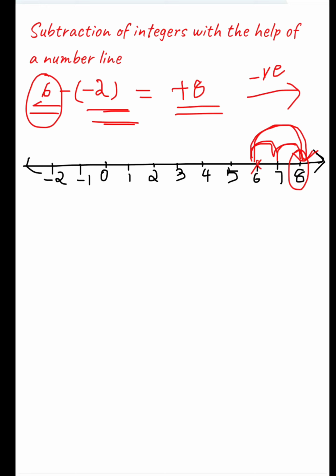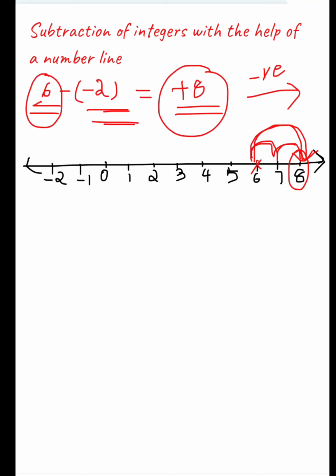From this we can understand that when we are subtracting a negative number from any number, we will get a greater integer. Okay, here we are subtracting a negative number, minus 2, from 6. So we are getting 8, which is greater than 6. So whenever we are subtracting a negative number from any integer, we will get a greater number. Understood the concept? Now let's take another example and see what happens when doing the subtraction.